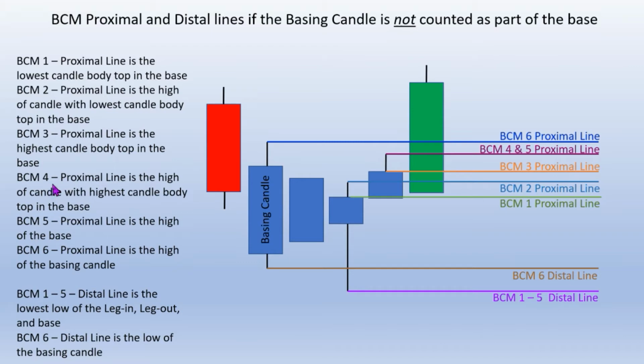For base creation method 4, the proximal line is the high of the candle with the highest candle body top in the base. Okay, so this is the highest candle body, and this is the top of it. So this wick would be the top for BCM4. For base creation method 5, the proximal line is the high of the base. And in this case, you can see this is the high of the base. These are the 1, 2, 3 base candles. This is the high. So this would be also for number 5. You would have the same proximal line as 4.